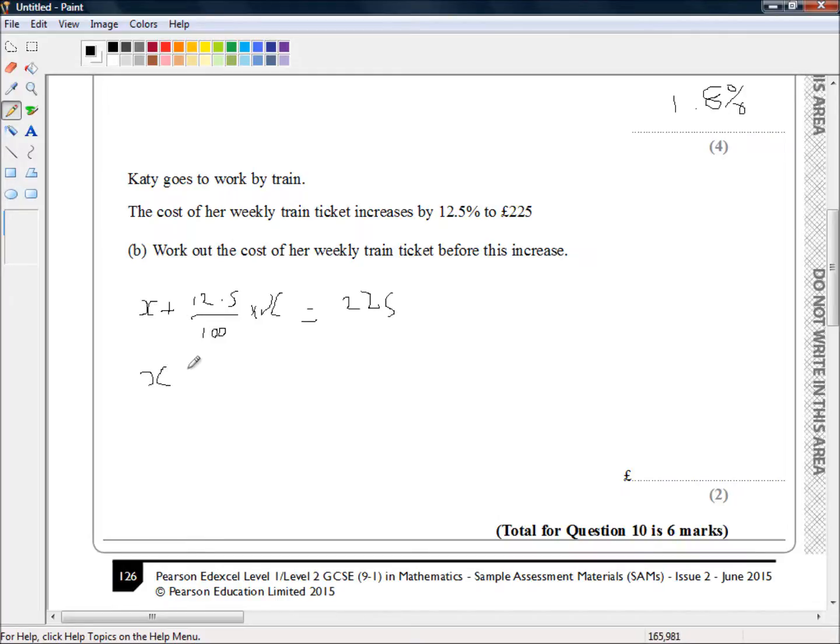Factoring out the X into 1 plus 12.5 over 100 is equal to £225. 1 plus 12.5 over 100, well, if we just move the decimal point 2 places to the left, that's 0.125. So adding 1, that's 1.125. So that's 1.125x is equal to 225. So dividing by 1.125, so x is equal to 225 over 1.125.